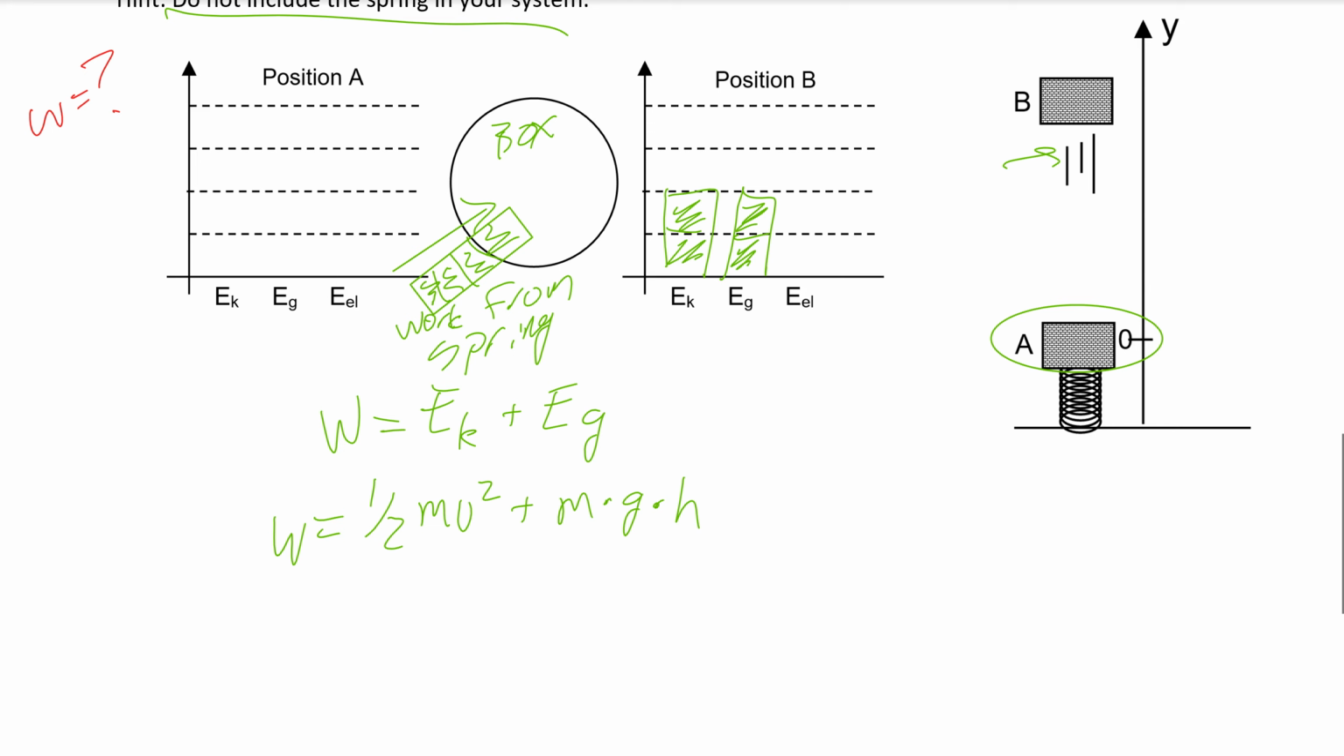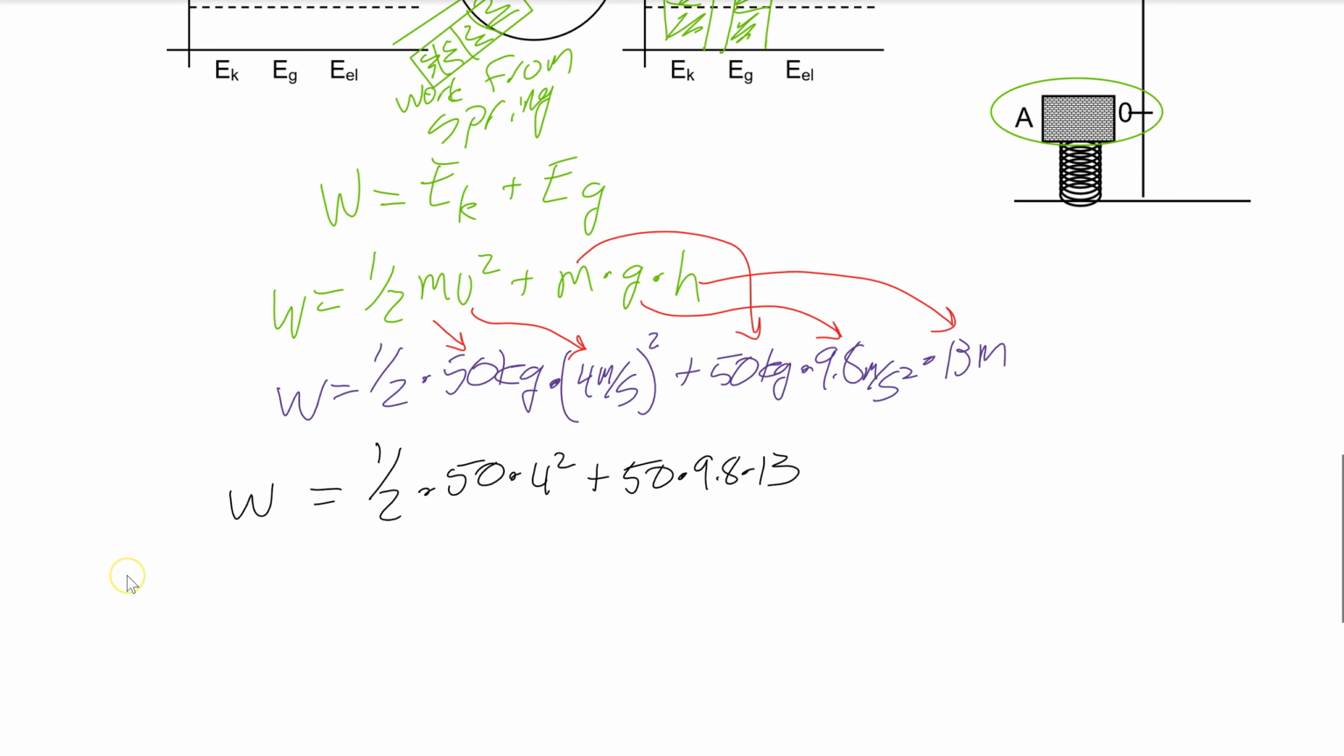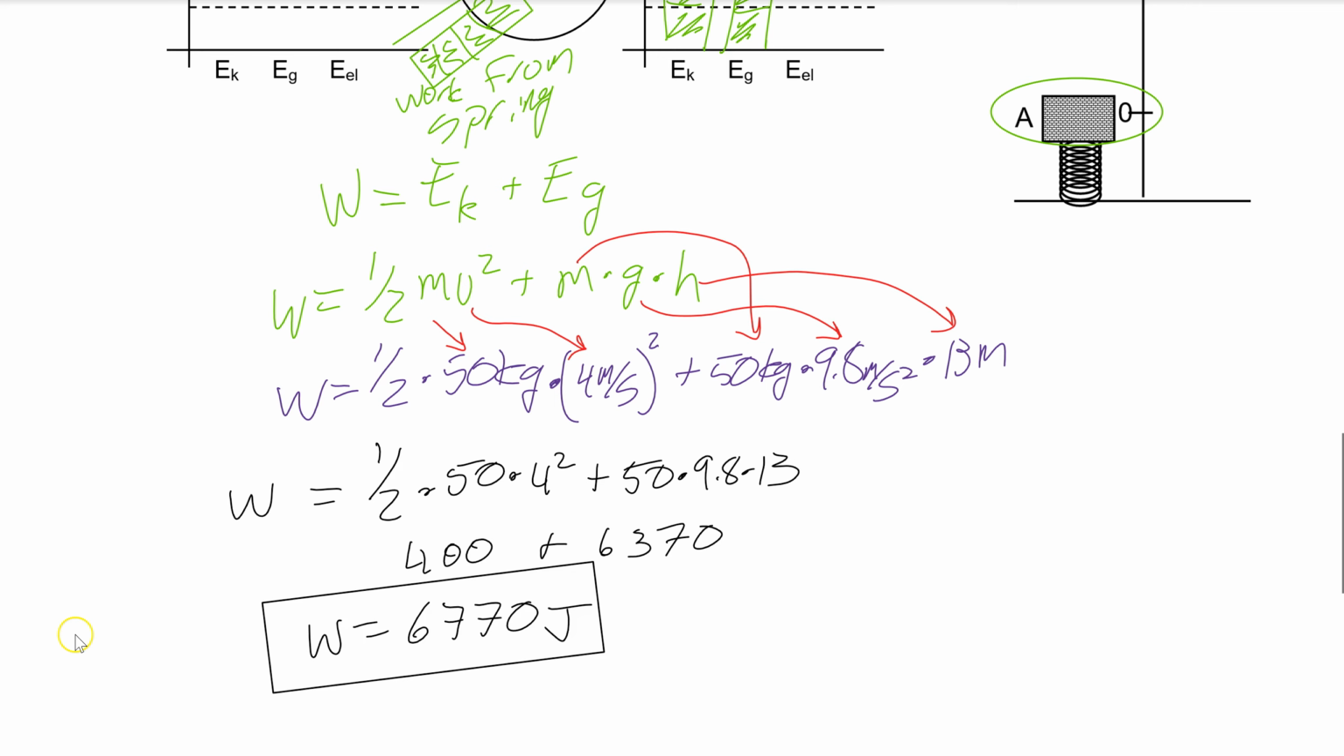I'm going to just substitute in and solve. And here you have, I haven't solved it completely yet, but you can see that I substituted in the mass, velocity, mass, gravity, and height, but then the units got annoying, so I just dropped off the units, and now all I have to do is type this in my calculator, and then I'll find out what the work is. And I end up with 6,770 joules.